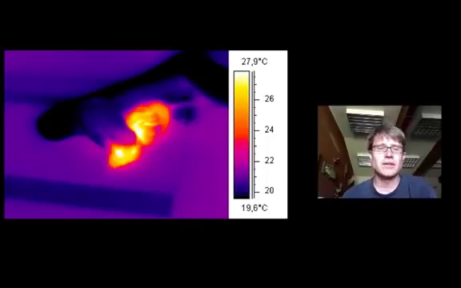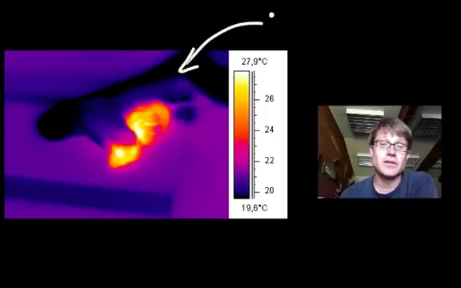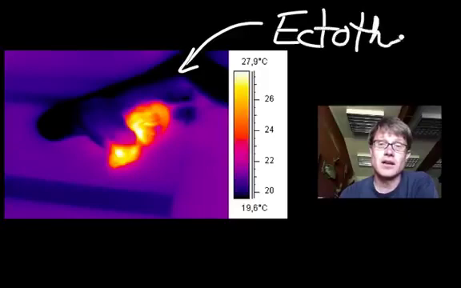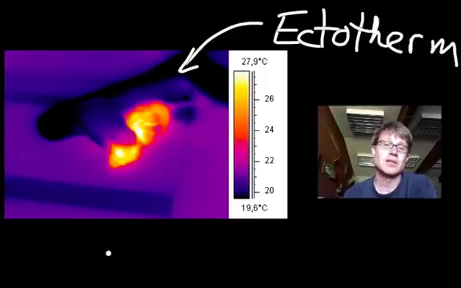Now there are kind of two life strategies in this picture. It'll take you a second to figure out what it is. This is a snake eating a rat, and it's taken with a thermal image camera. And so the snake itself is what's called an ectotherm, and what that means is that their internal temperature is going to be the same as their external temperature.